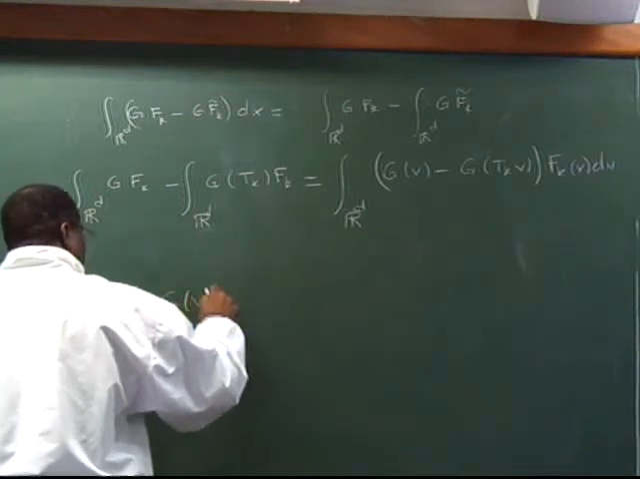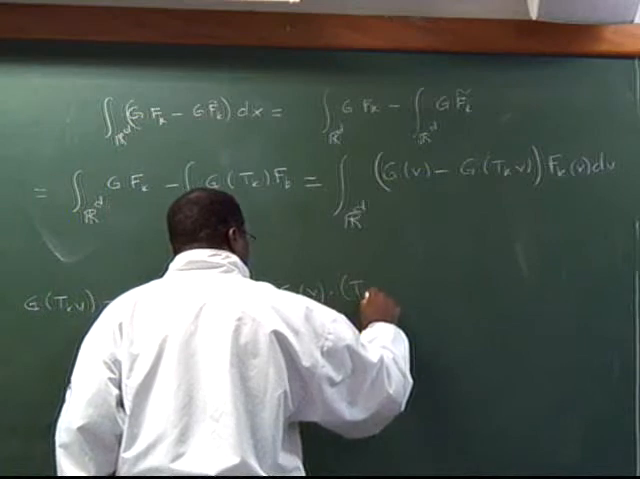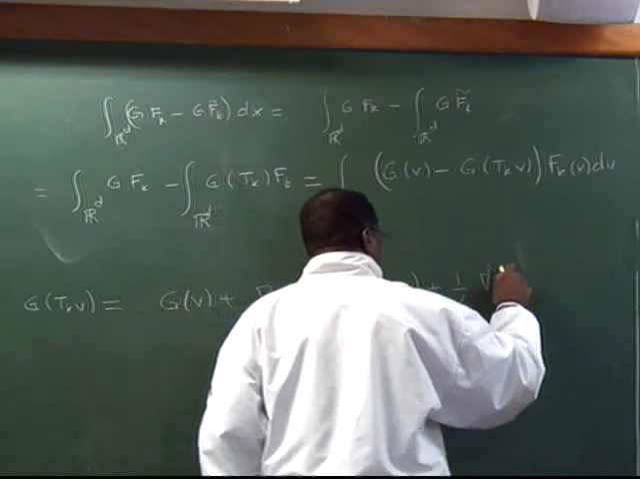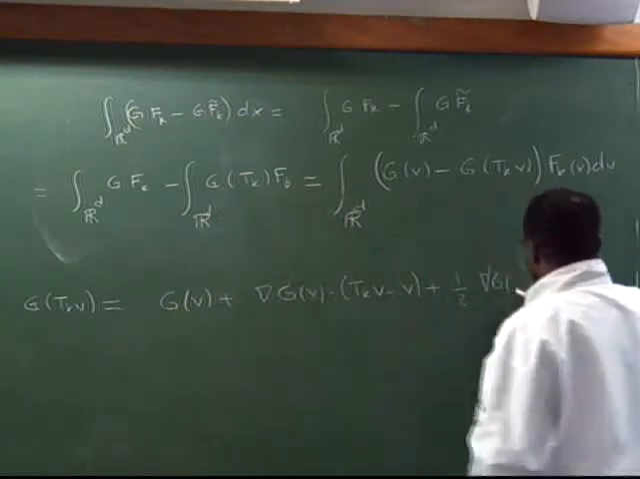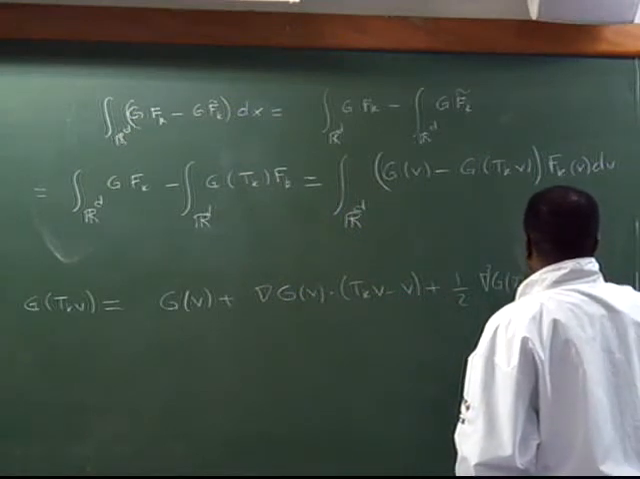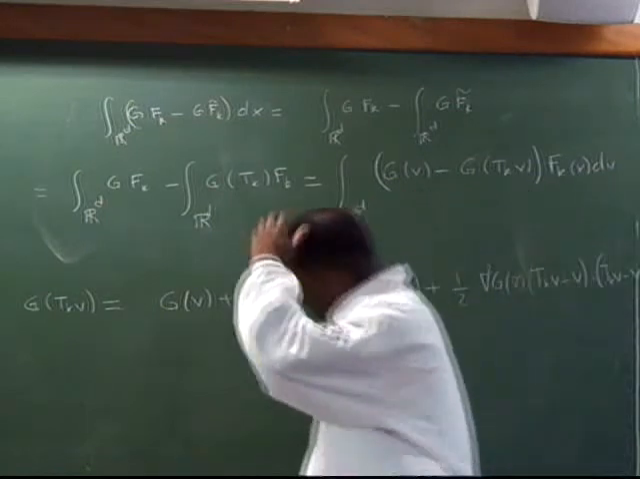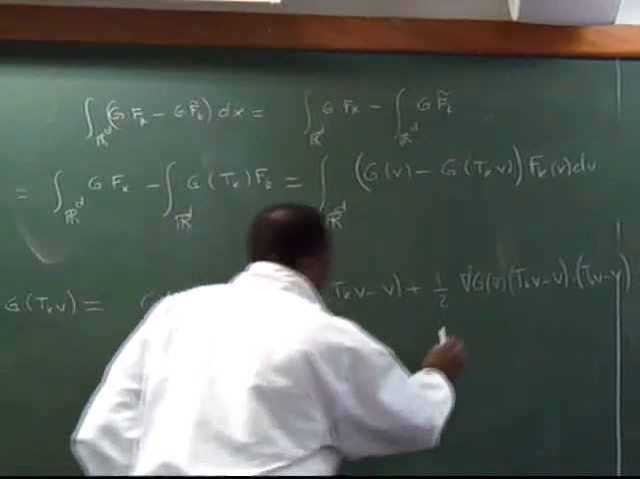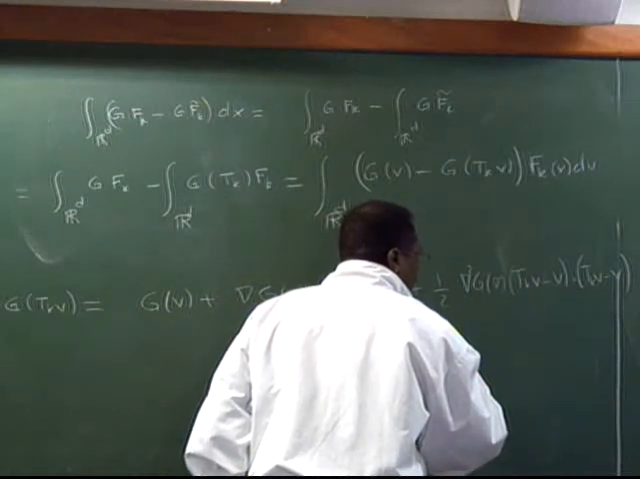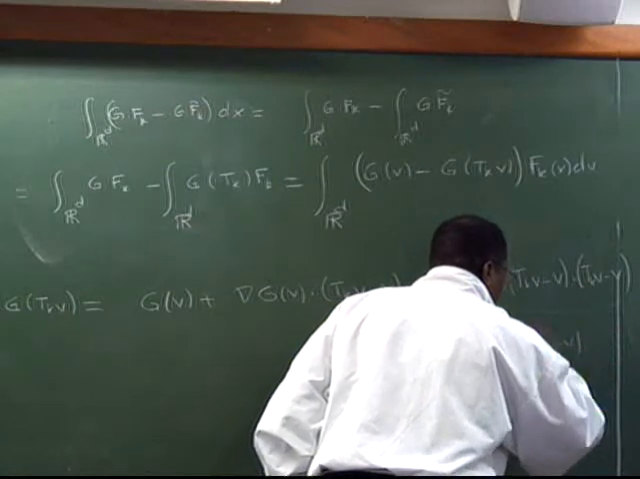This is g of v plus the gradient of g of v inner product T_k v minus v, plus 1/2 the second gradient of g at a certain point, I'll call it ṽ, T_k v minus v inner product T_k v minus v. Note that if I take g of class C infinity of compact support, this is bounded by a constant, which depends only on g, and that is bounded by |T_k v minus v| squared.